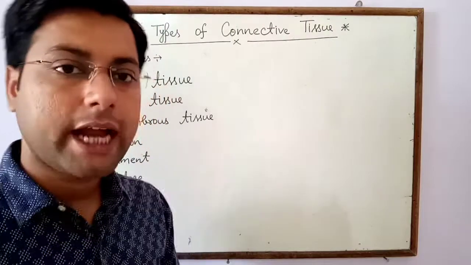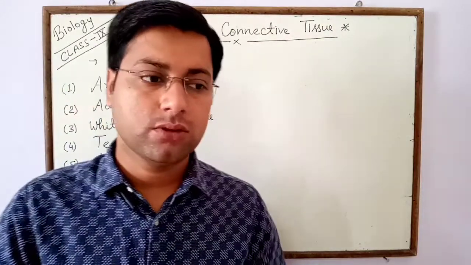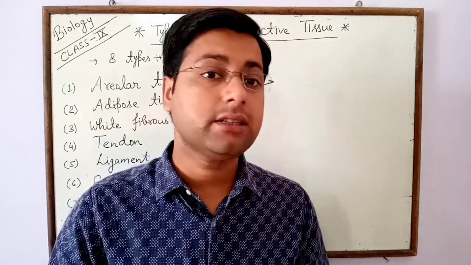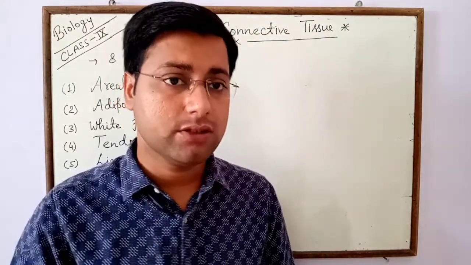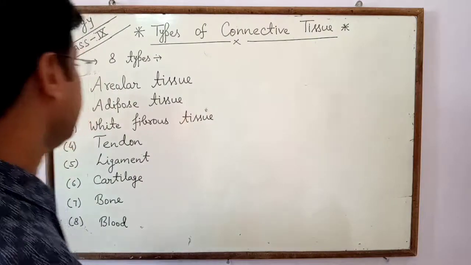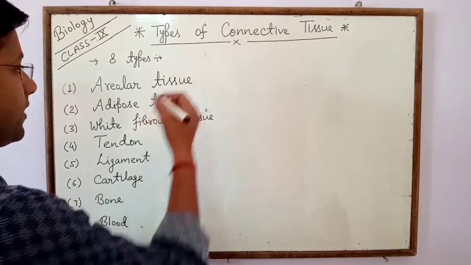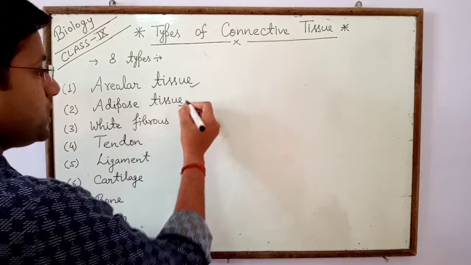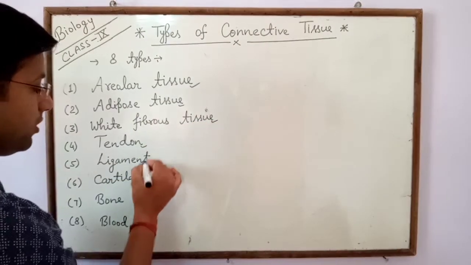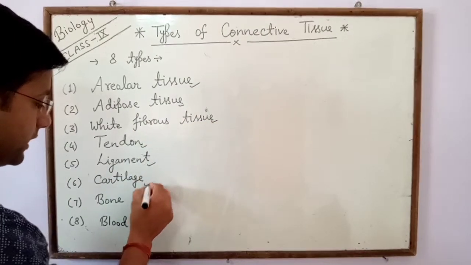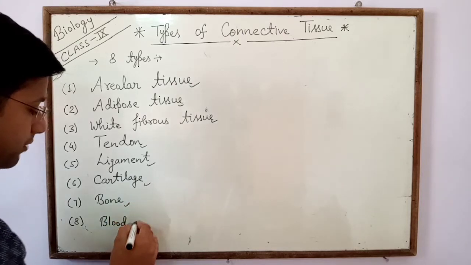Now about types of connective tissue. Commonly there are 8 types of connective tissue. These are areolar tissue, adipose tissue, white fibrous tissue, tendon, ligament, cartilage, bone, and blood.